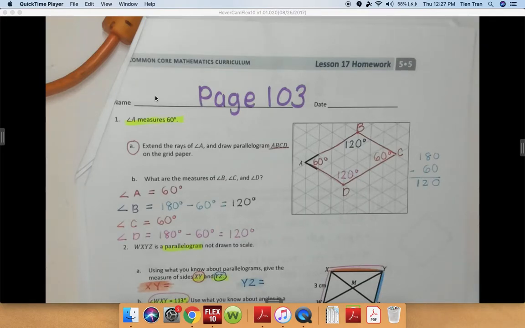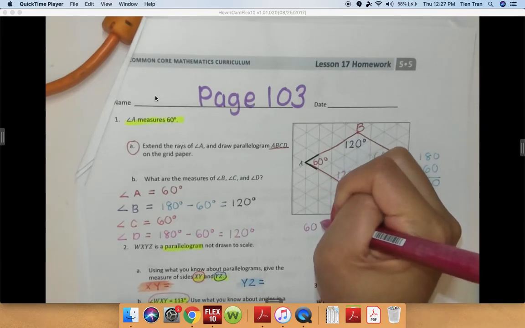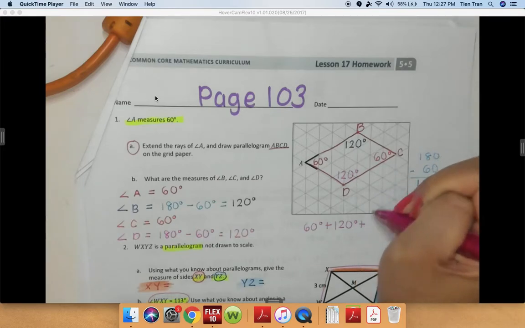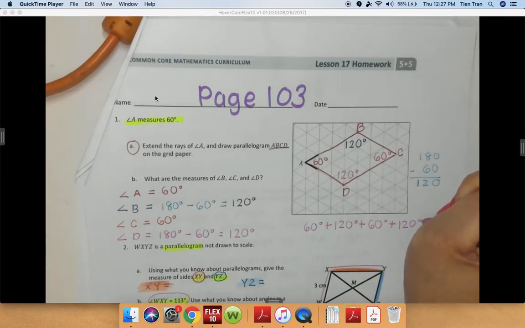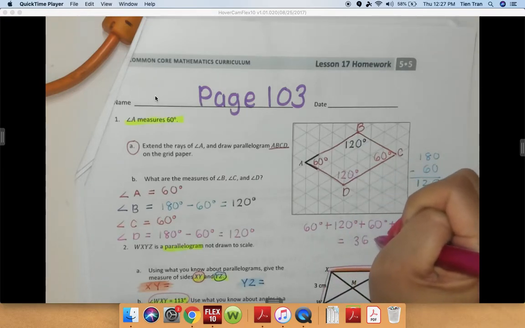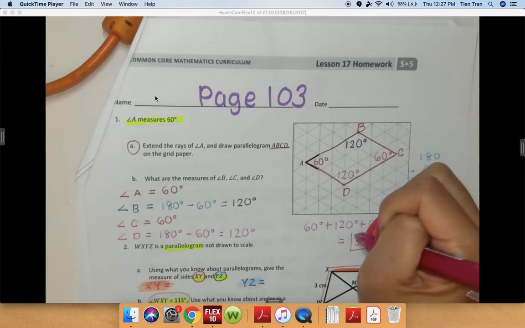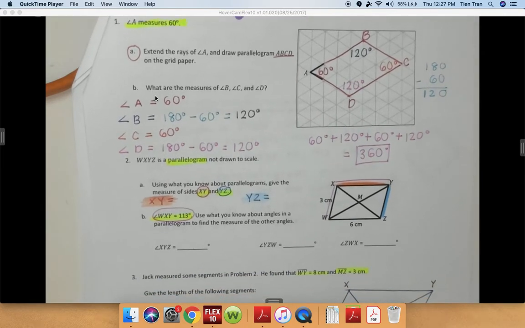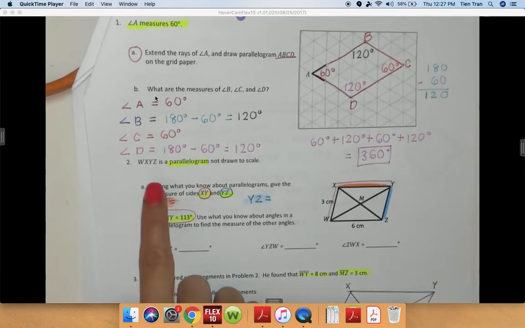Now, a really cool trick you can use to figure out if your shape is correct and your angles are correct is if you add all four angles. So when I add 60 degrees, which is angle A, plus 120 degrees, plus 60 degrees, plus 120 degrees, I'm going to get 360 degrees because the shape is always going to equal 360 degrees. Okay? Now, I'm going to move on to problem A for problem 2.